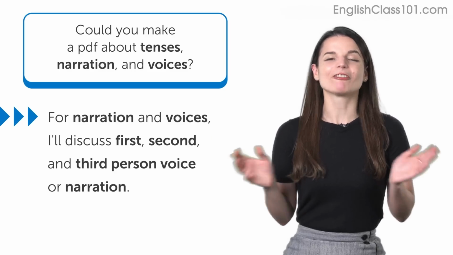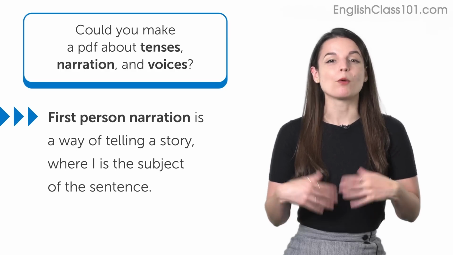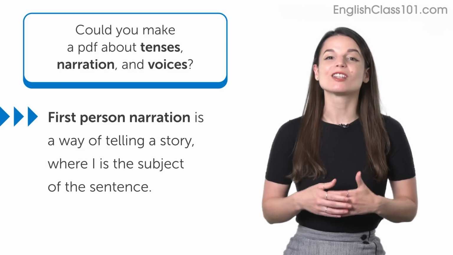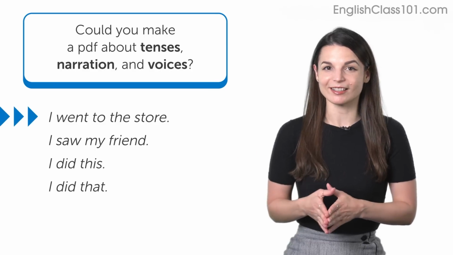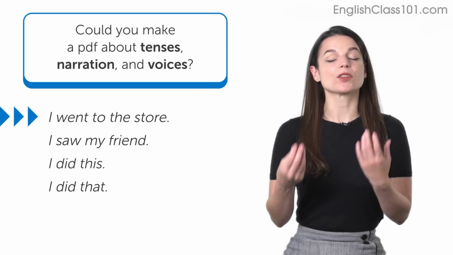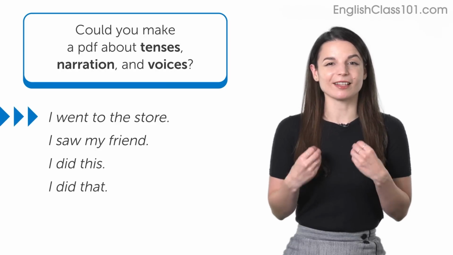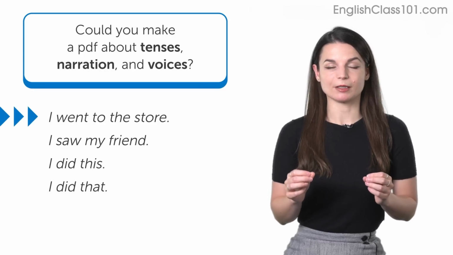So what is this? First person narration. Let's start with this. First person narration is a way of telling a story where I is the subject of the sentence. So when we use first person narration, we say, I went to the store. I saw my friend. I did this. I did that. So the focus is the speaker. So the person who is telling the story is the person that is sharing the I statements. So this is called first person narration.